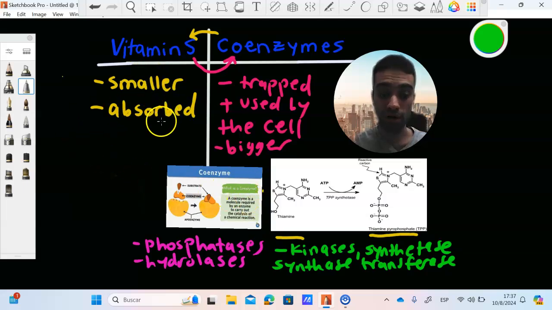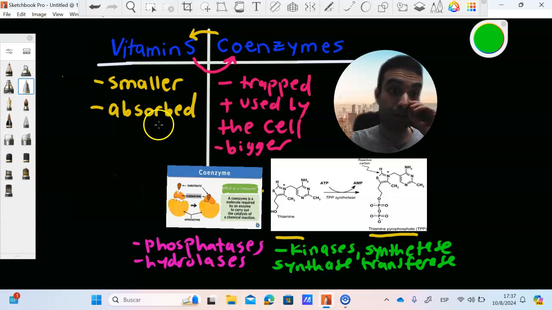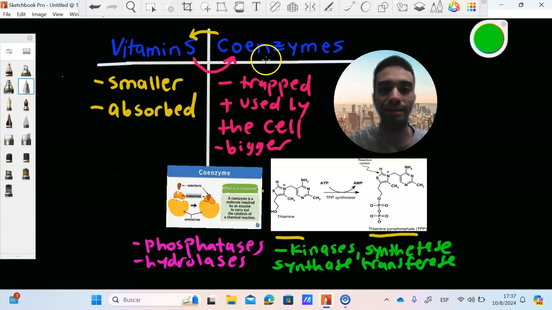So vitamins are smaller, that's what we absorb, and coenzymes are derived from those B vitamins, except one is a lipid. The coenzymes are trapped by the cell, they can't leave, and they're used in chemical metabolic processes to activate other enzymes, to help the other enzymes function well in the body by positioning the enzyme properly or making it more reactive so that chemical reactions can actually take place, so that various metabolic pathways can actually work. Because without coenzymes, the enzymes are useless.